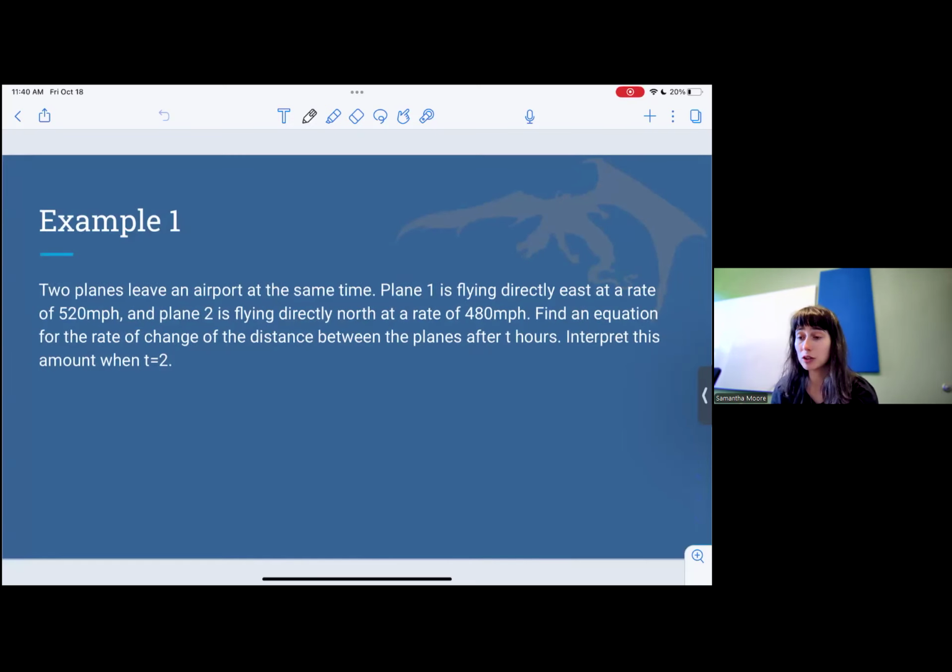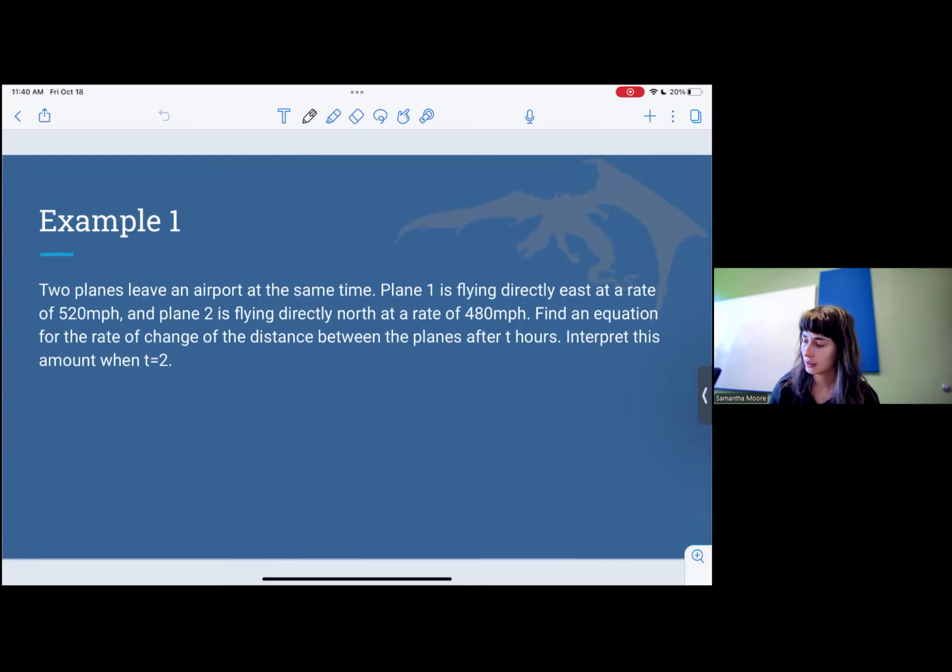So example one, we have two planes that are leaving an airport at the same time. Plane one is going to fly directly east at a rate of 520 miles per hour. And plane two is going to fly directly north at a rate of 480 miles per hour. What we're being asked to do is find an equation for the rate of change of the distance between the planes after t hours, and then also interpret this amount when t is 2.